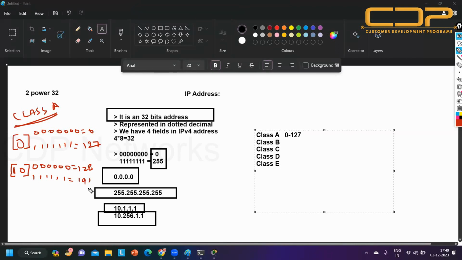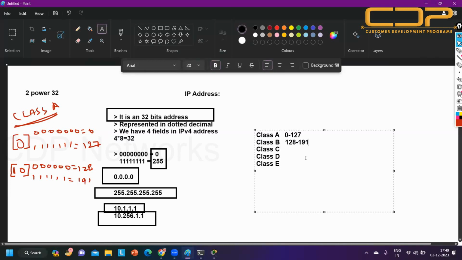So this is the range of which class? This is the range of class B. So if I talk about the range of class B, the range will be 128 to 191.